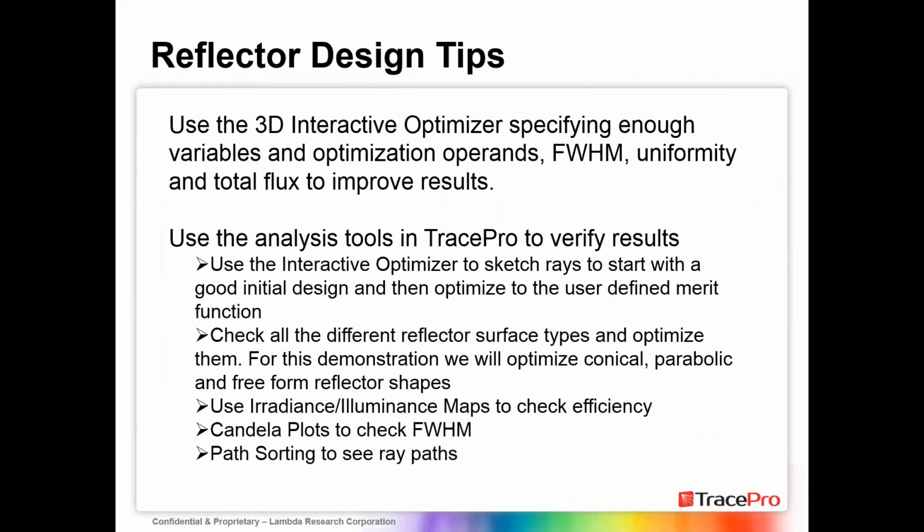We're going to check all the different reflector surface types and optimize them. For this demonstration, we'll optimize conical, parabolic, and freeform solutions for the reflector shapes. We're going to use the irradiance/illuminance maps to check efficiency and uniformity, and candela plots to check the full-width half-max to make sure we're hitting 14 degrees. And finally, we're going to use path sorting to see ray paths.